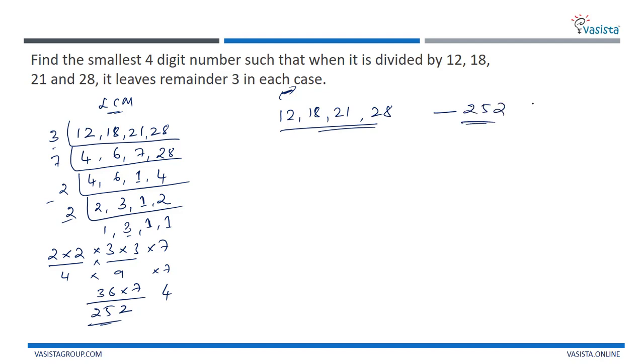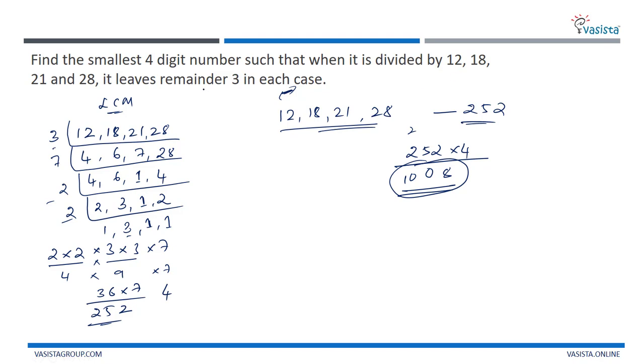This is the smallest 3-digit number which is going to be divisible by these numbers, but we need a 4-digit number. So let me start multiplying with 1. 252 is 3-digit only. If I multiply with 2, again 3-digit only will come. With 3, again 3-digit. Let me multiply it with 4. That is 252 into 4. 4 2s are 8, 4 5s are 20, 0 and 2 carry, 4 2s are 8 plus 2 is 10. So 1008 is the smallest 4-digit number which is divisible by 12, 18, 21 and 28.